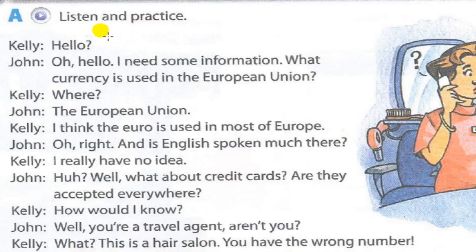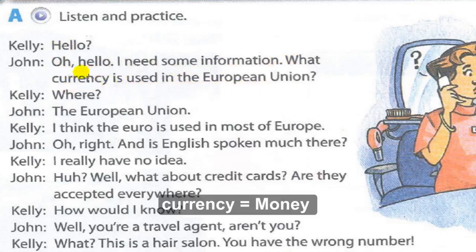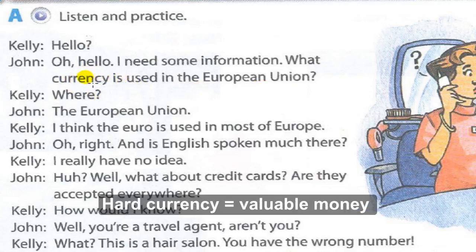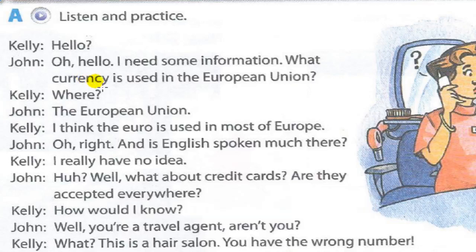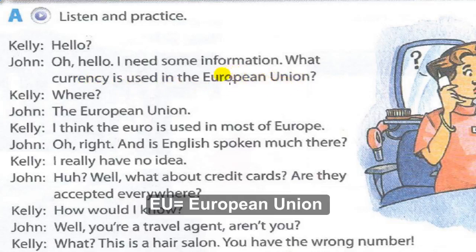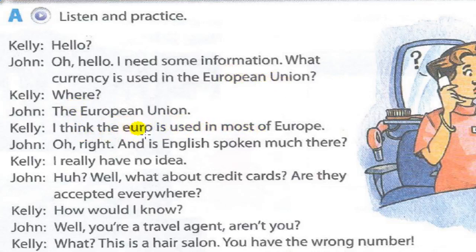I need some information. Listen and practice. This is Kelly, a young lady, and a young man, John. Hello. Oh, hello. I need some information. What currency is used in the European Union? Currency, the money that people use in this area. In Egypt, we use the Egyptian pound. Saudi Arabia, Saudi riyals. Kuwait dinar. European Union, the countries in Europe. I think the euro is used in most of Europe. The euro is the currency of the European Union.